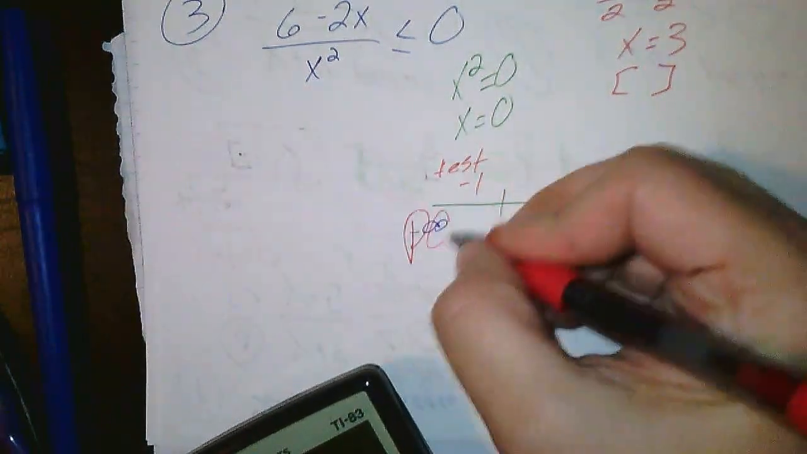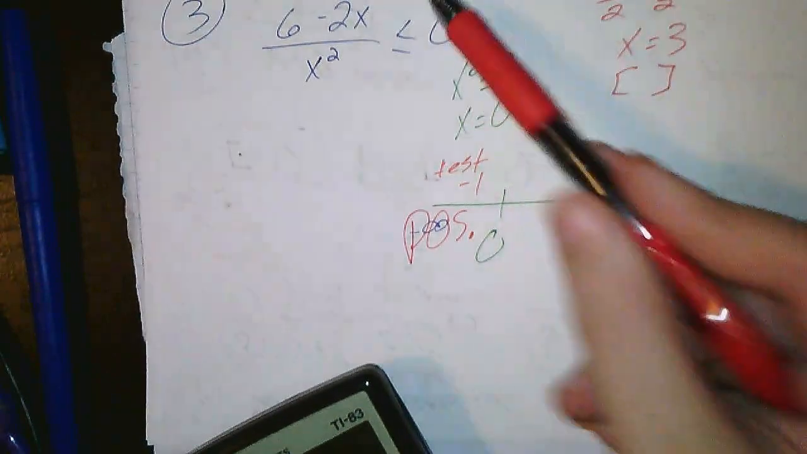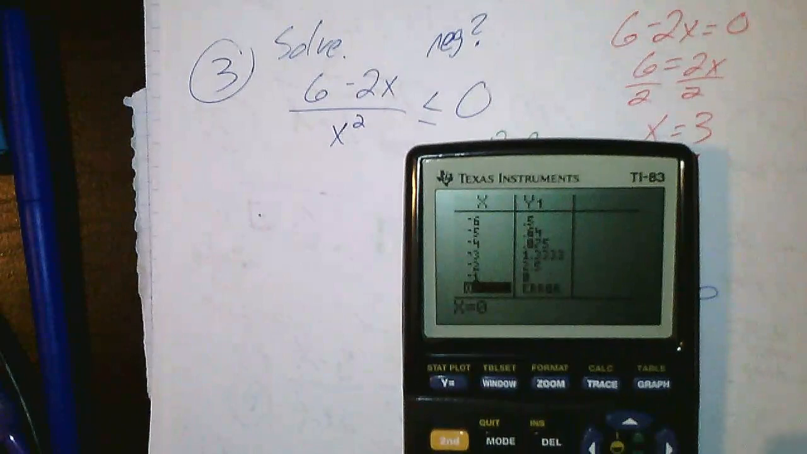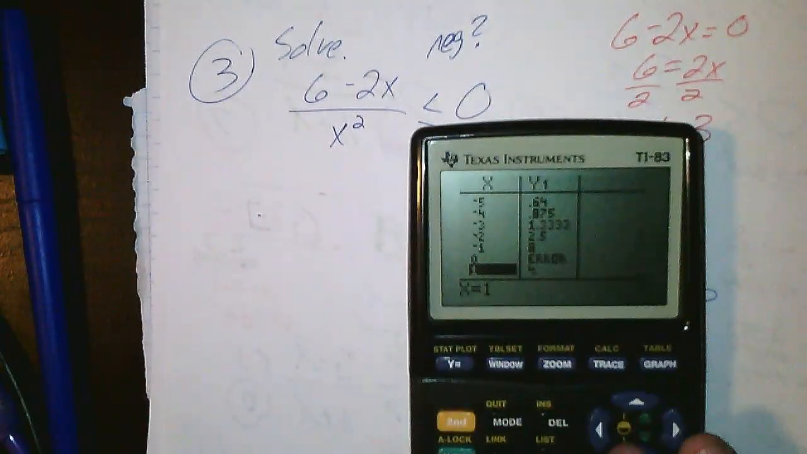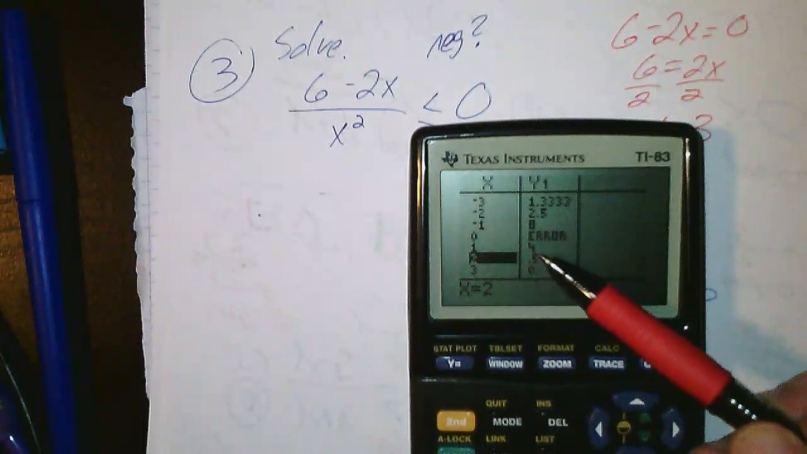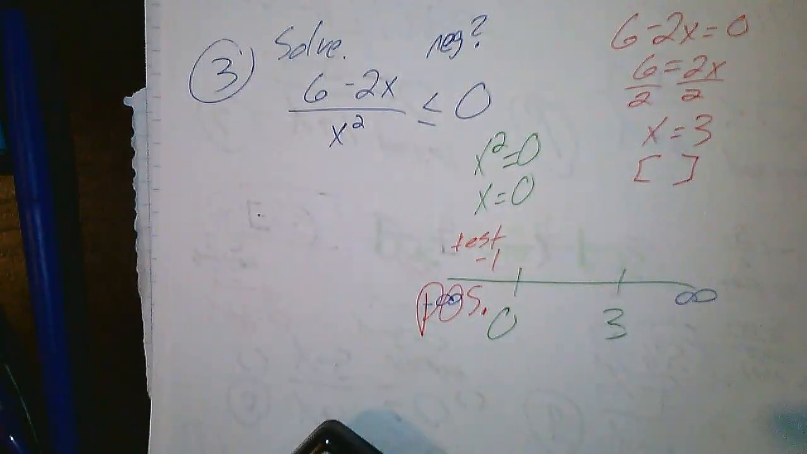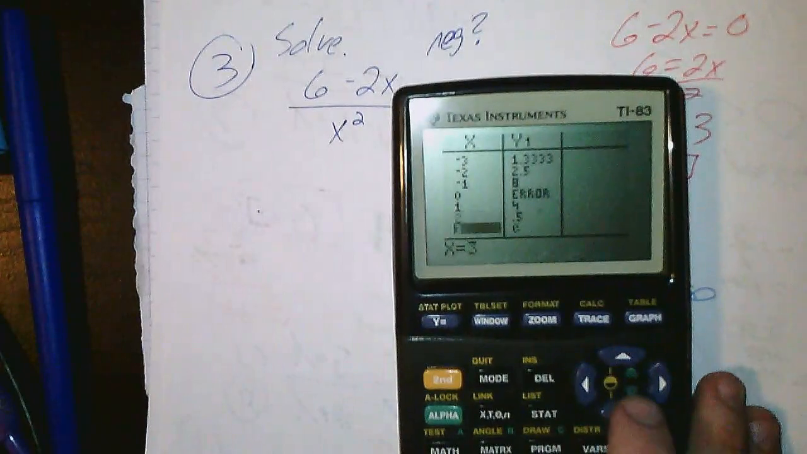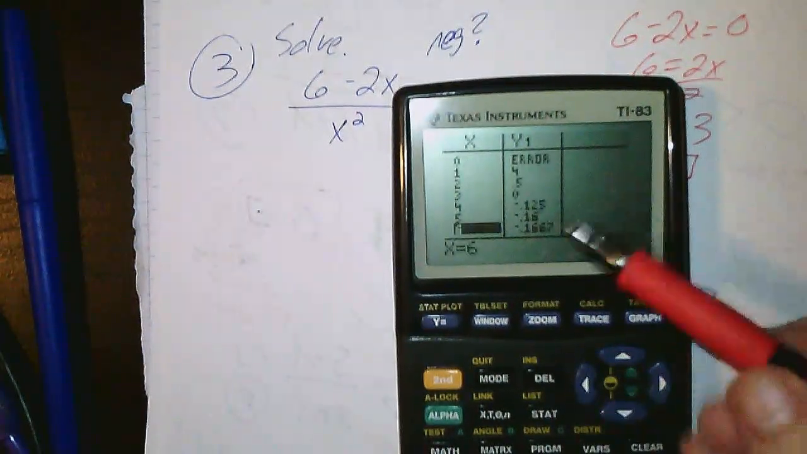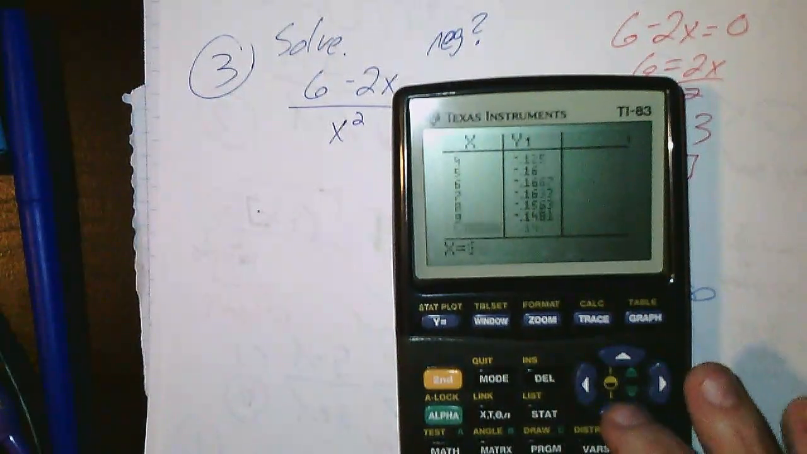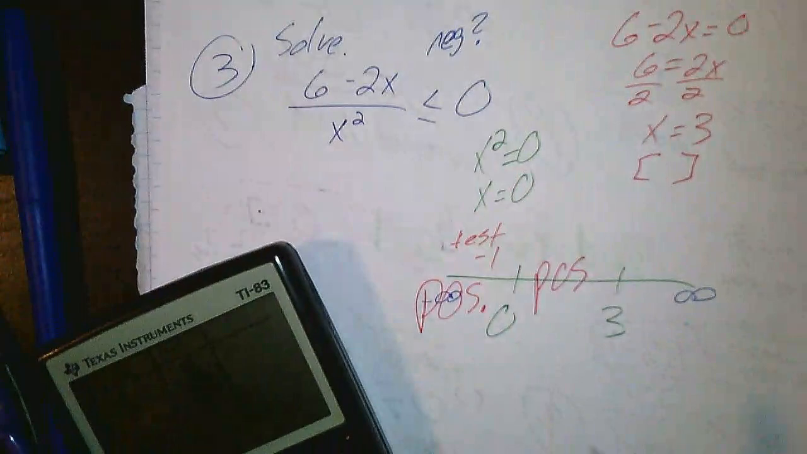So right here we were positive. We're asked where is the function negative. From 0 to 3, we're still positive. We're positive at x equals 1 and x equals 2. So we are still positive in this region. But after 3, we finally start to get negative. Very small negative values, but infinitely negative.